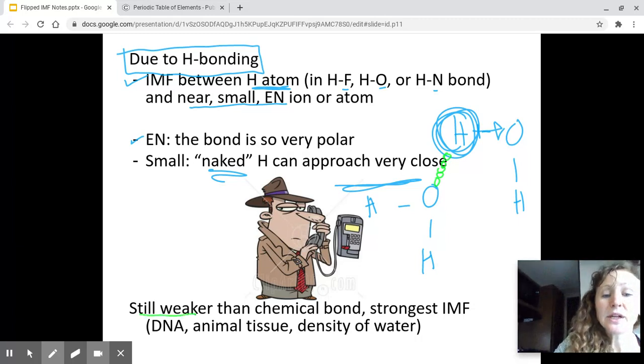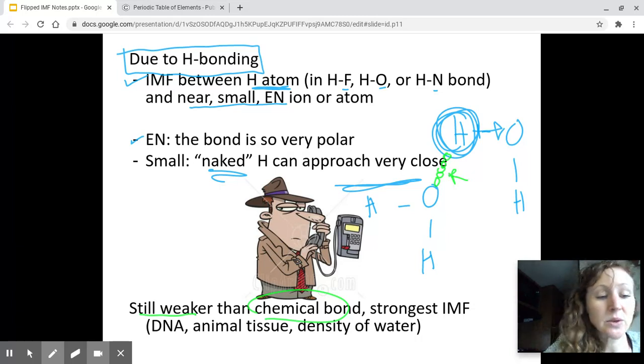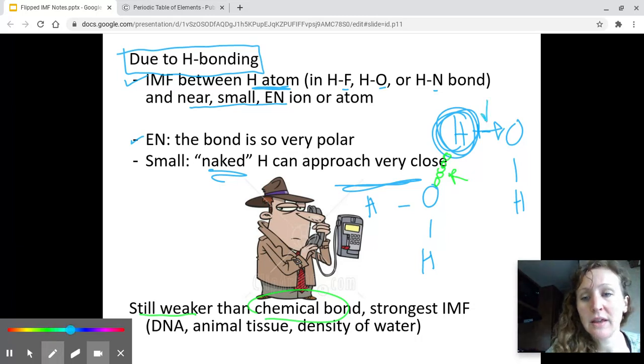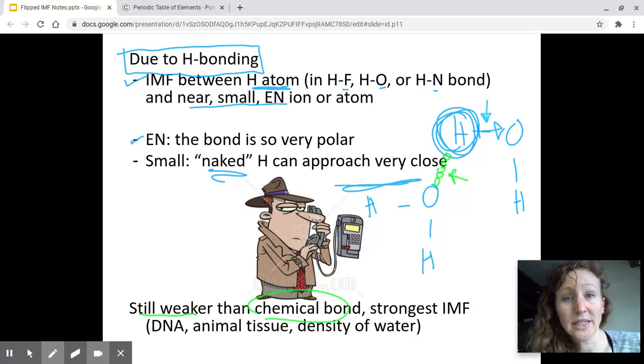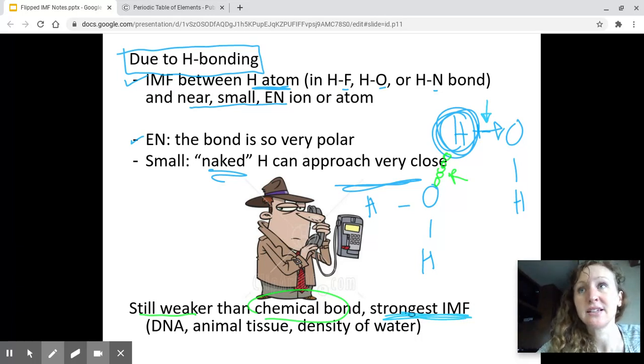It's still going to be weaker than a chemical bond. So this intermolecular force that occurs right here in green is still going to be weaker than the polar covalent bond that happens inside the molecule itself. So notice that they're both forces between a hydrogen and an oxygen, but one is describing a hydrogen-oxygen inside the molecule. One is describing a hydrogen-oxygen force that is between two molecules. So the one inside the molecule is still going to be stronger than the one between the two molecules. But it is the strongest intermolecular force that we know about, and it drives a bunch of things.